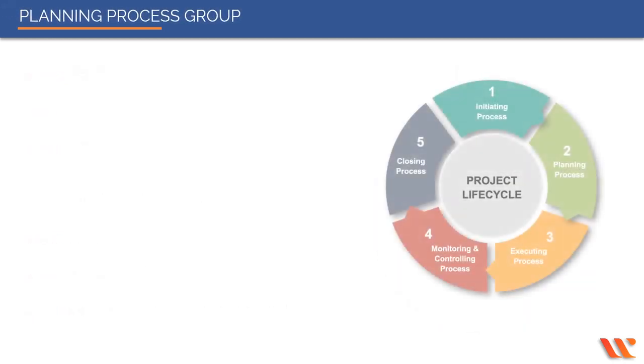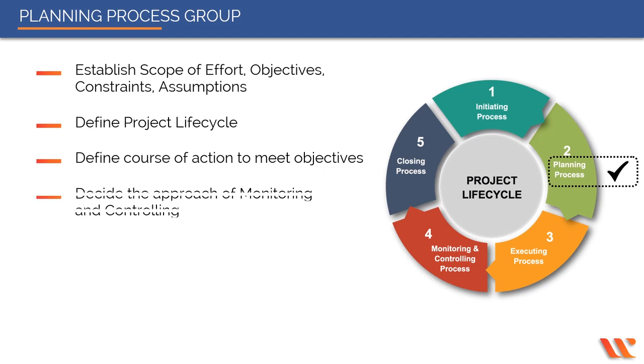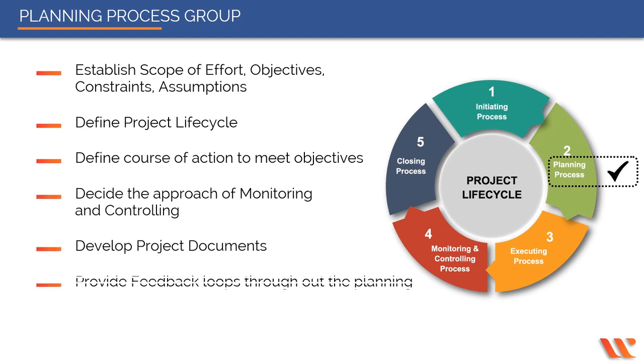The main purpose of the planning process group is to define project objectives and come up with a roadmap or a course of action. This is done through a detailed project management plan. In this process, you establish the scope of effort, objectives, constraints, assumptions. You define project life cycle and the course of action to meet the objectives. You also decide the approach of monitoring and controlling throughout the project.